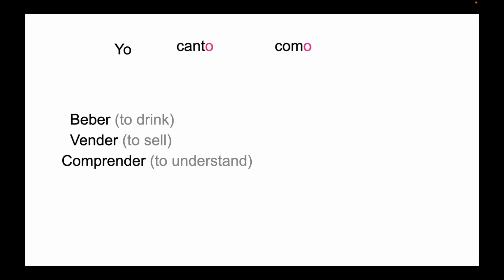Beber, to drink. Vender, to sell. Comprender, to understand. I'm giving them to you in the infinitive, that is in the most basic form. Go ahead and conjugate them and tell me I drink, I sell, I understand. Remember, all you need to do is change the ending. And hopefully you said bebo, vendo, comprendo.